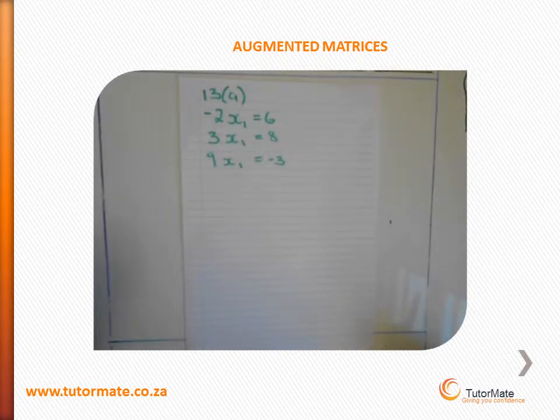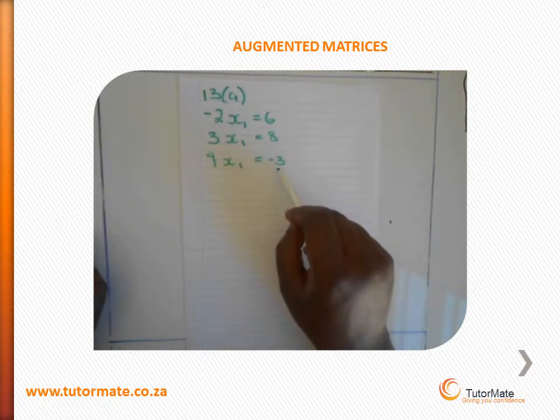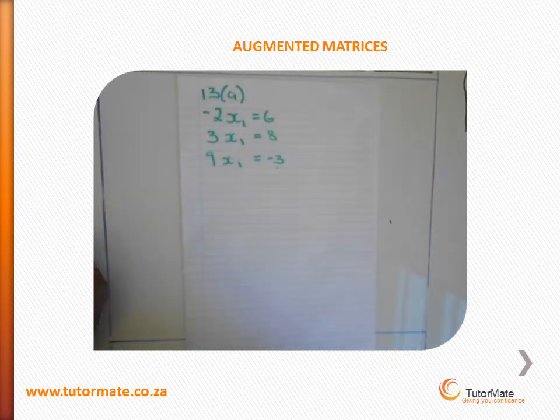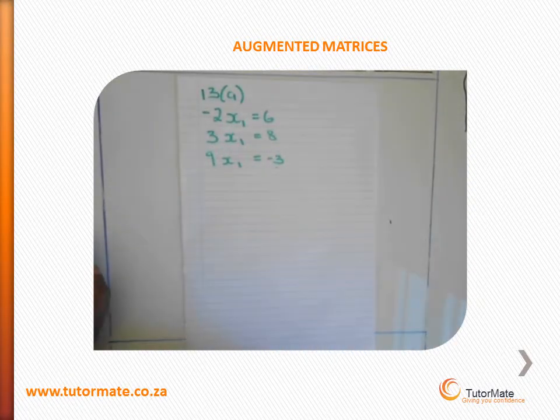How do I derive that I'm going to have two columns? I have only one variable, and I know that there's going to be another column for my solution set. And how many rows am I going to have? I'm going to have 3 rows, coming from the first equation, second equation, third equation. So the number of equations that you have will determine the number of rows that you have.